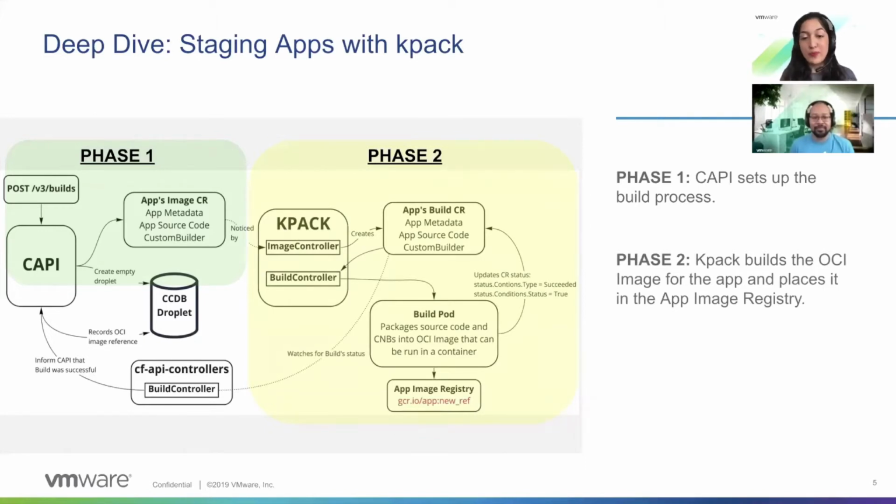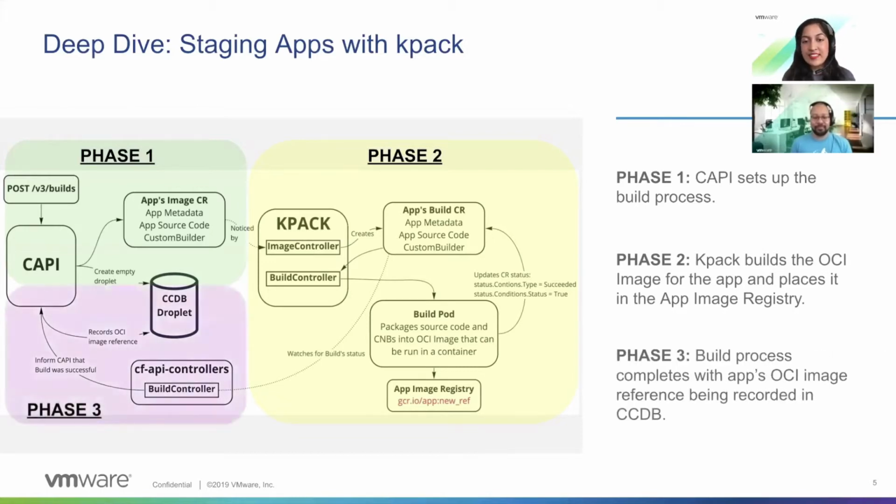pod, a build pod. And this build pod is what actually does the action of building the app and packages the source code and CNBs into an OCI image that can be run from a container. The build pod also sends this final OCI image to the app image registry that was configured. After the build pod successfully builds the OCI image, it updates the build custom resource with a status of successful, that this build is complete and the OCI image is in the app image registry.